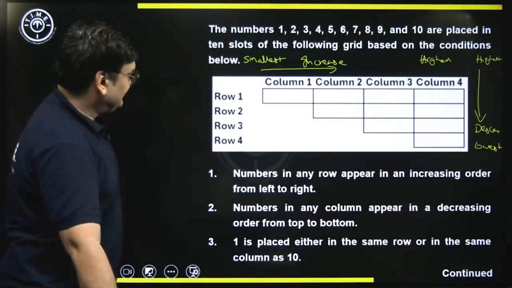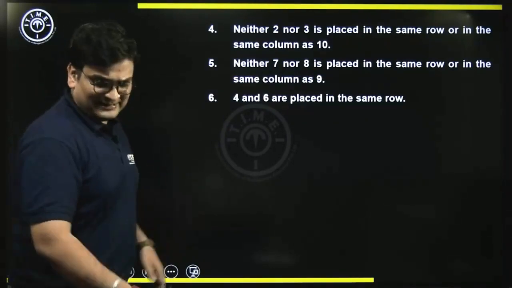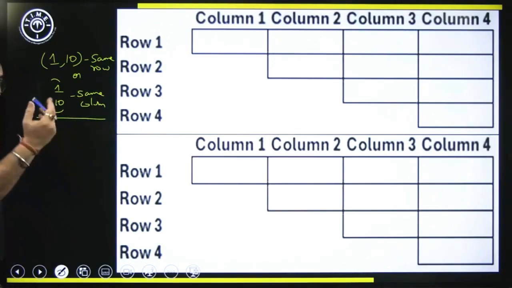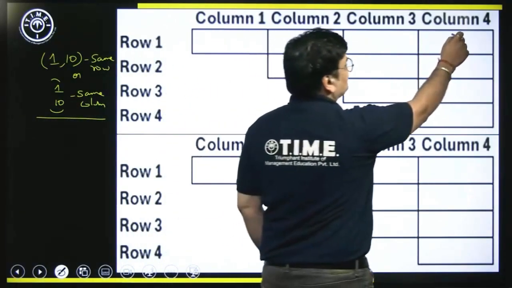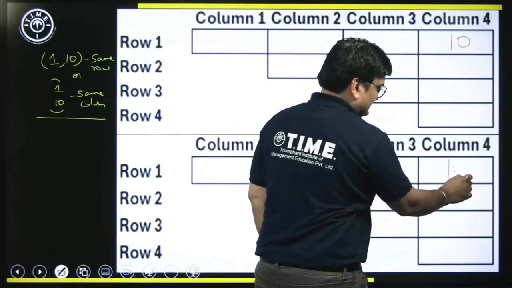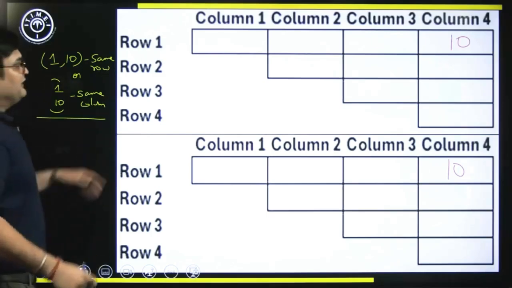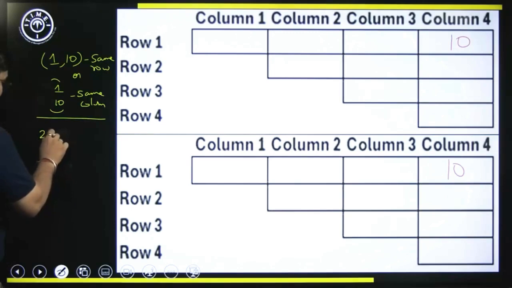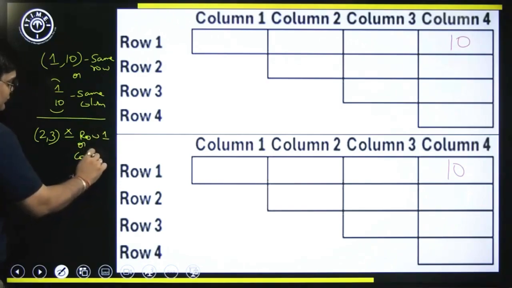This was the third point. Neither 2 nor 3 is placed in the same row or in the same column as 10. That means the next condition is wherever 10 is, we already know where 10 is, we placed 10 here. So whether I take this case or this case, 10 should be here. So that would mean 2 or 3 cannot come in row 1 or column 4. So 2 and 3 cannot be placed in row 1 or in column 4.